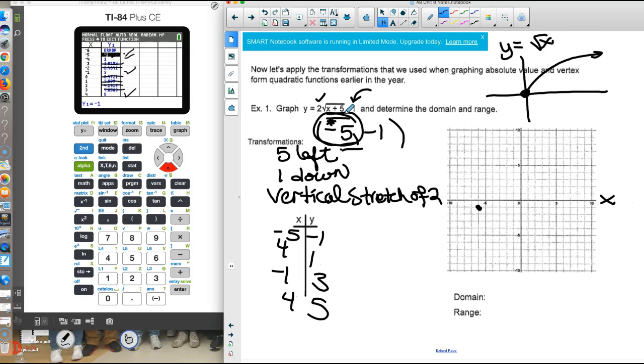So I do -5, -1. And I do, oh, that was a -4, sorry. A -4. My graph moved over. A -4, 1. A -1, 3. And a 4 over and 5 up. Was that right here? And then you just shoot it out like this.